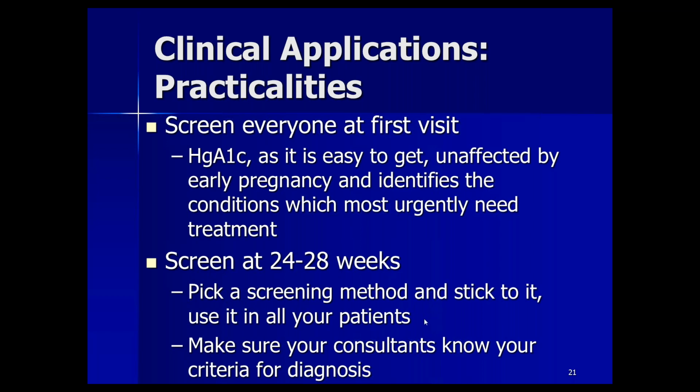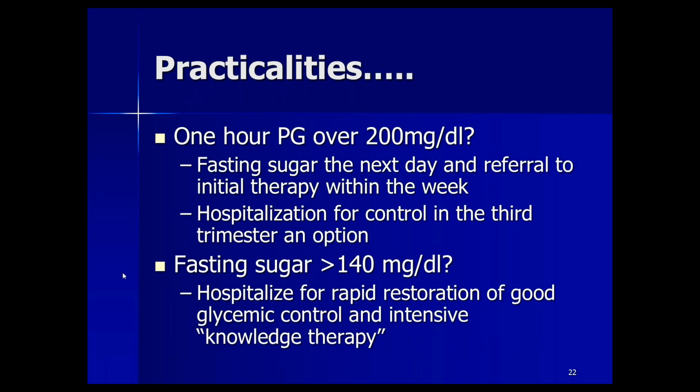And then at 24 to 28 weeks, pick one of those screening methods, the one-step or the two-step. And if you're going to stick with this two-step, decide whether you're going to stick with Carpenter-Coustan or O'Sullivan. Use that consistently in all your patients, whichever method you have chosen. Make sure that your team and any consultants that are going to be on the team know the criteria for diagnosis and are in agreement with you. The most frustrating thing that can happen to you is you can tell your patient that she has gestational diabetes. You send her to an endocrinologist and he says, nope, she doesn't. And then the patient is very confused. So you want to make sure that everybody on your team is on the same page so that you keep the education needs of your patient as streamlined as possible.